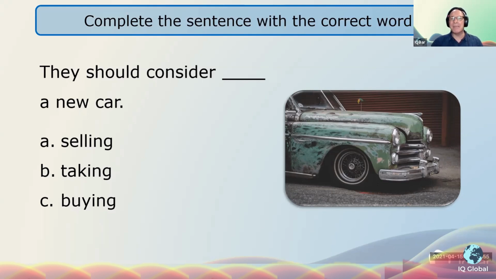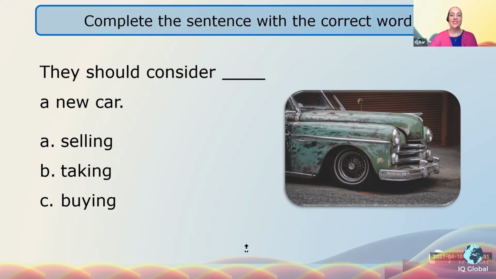What is the missing word? They should consider selling, taking, or buying a new car. Let's give them a second. Oh, we have very, very clever participants today, Tammy, because 100% of everybody that took part said buying.